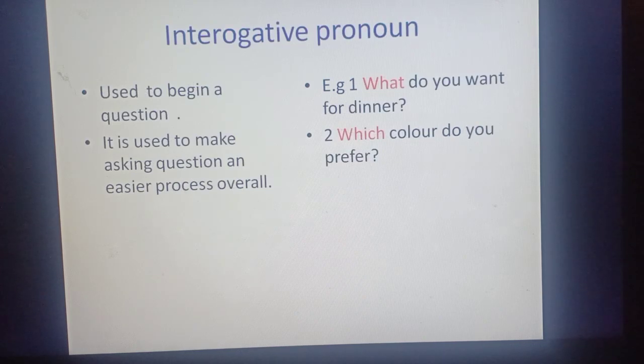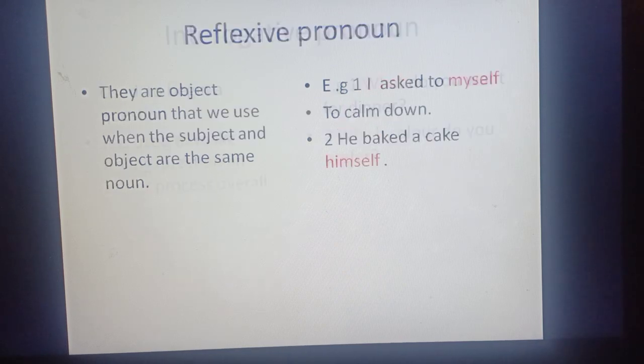Interrogative pronoun, very simple. It is used for asking questions. Example, what do you want now? Which color do you prefer? Where do you live? When this kind of pronoun is used, then it's an interrogative pronoun.